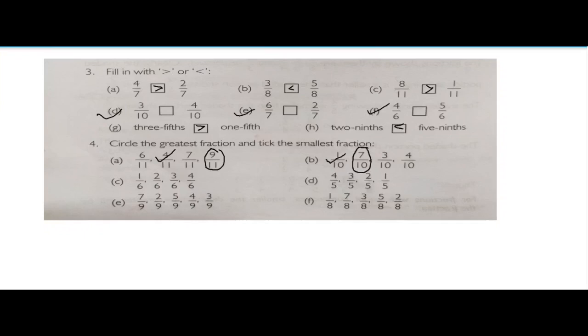So circle it. Next, the greatest fraction is 4 by 6. Yes. And the smallest fraction is 1 by 6. In number D, the smallest fraction is 1 by 5 and the greatest fraction is 4 by 5. So E and F you can do yourself. Let me tell you again. With fractions with the same denominator, that is in like fractions, you will find that the smallest numerator will be the smallest fraction.